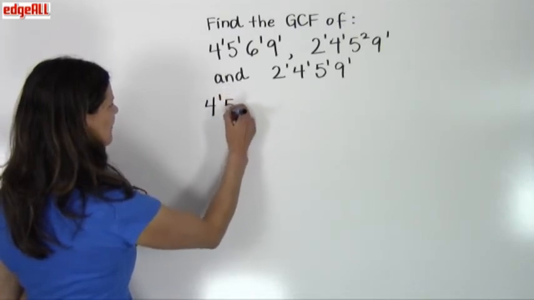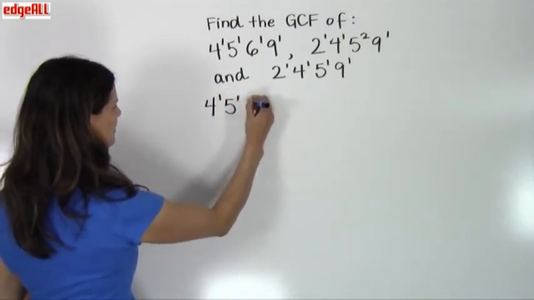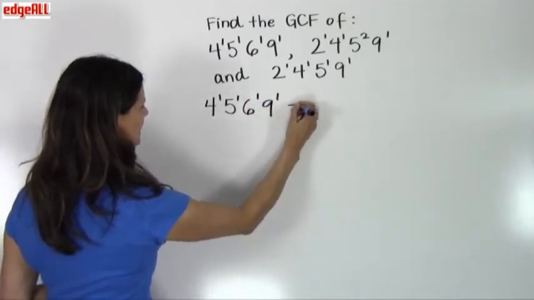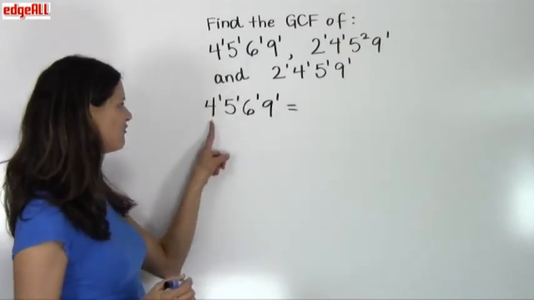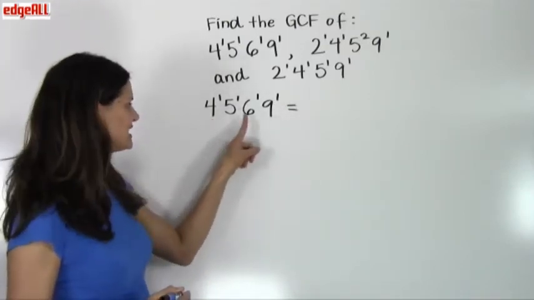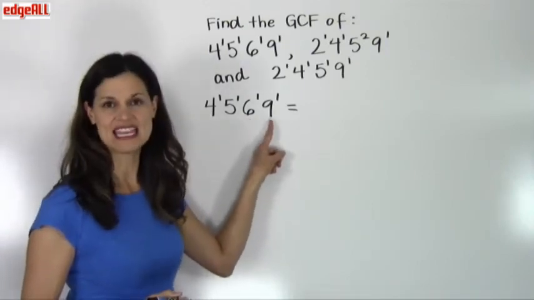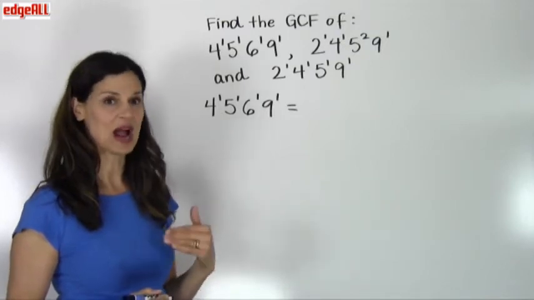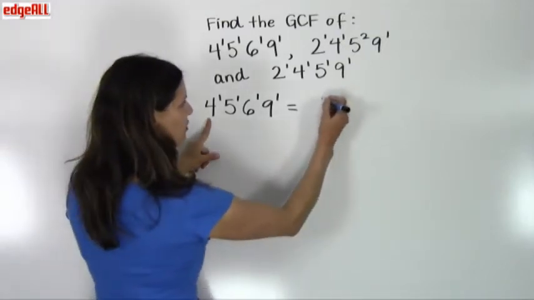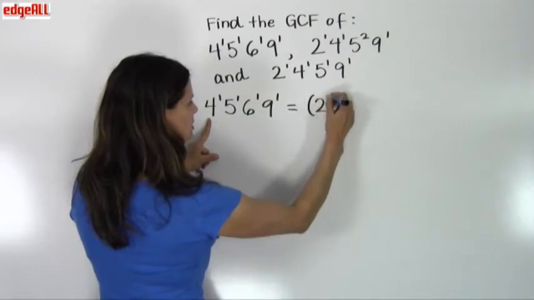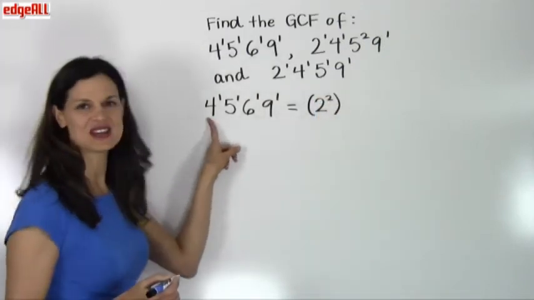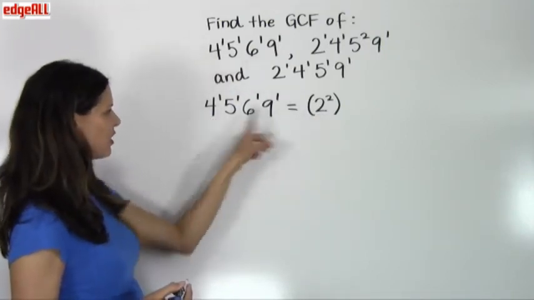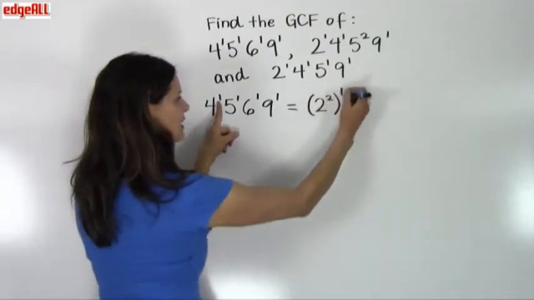So let's start with 4 to the 1 power, 5 to the 1, 6 to the 1 power, and 9 raised to the power 1. So I can see here that 4 is not a prime number, 6 is not a prime number, and 9 is not a prime. So I want to write each of those numbers in their prime. So for 4, I'm going to rewrite my 4 as 2 squared. The prime factorization of 4 is 2 times 2, or 2 squared. So I'm going to rewrite the 4 as 2 squared and raise that to the 1 power.